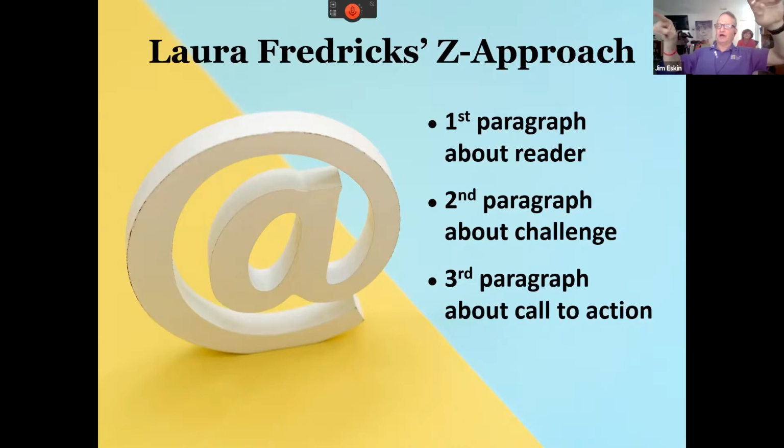Okay. Number one, if you can, try to keep it to three paragraphs. That first paragraph is about the reader, thanking them, recognizing them. The second paragraph is about the challenge, the problem that you're trying to solve. And the third is the call to action, which is typically asking for gifts of time and money. Three paragraphs.